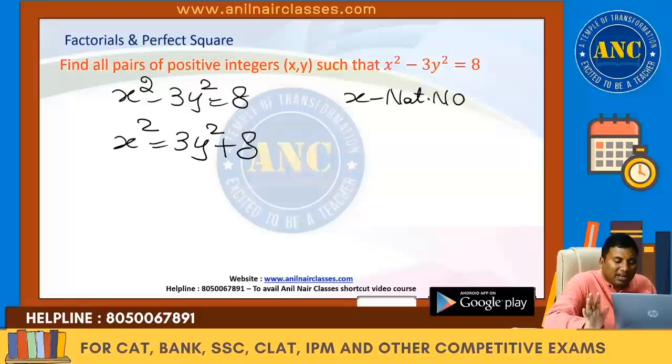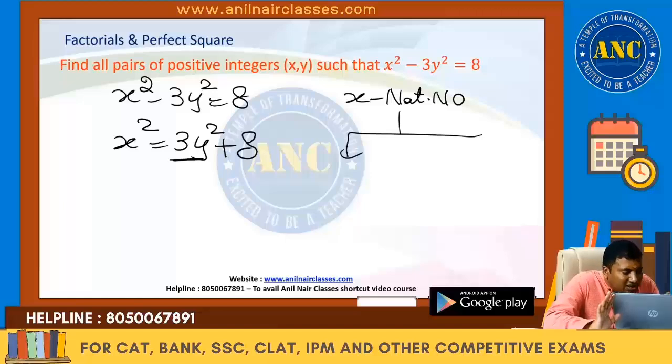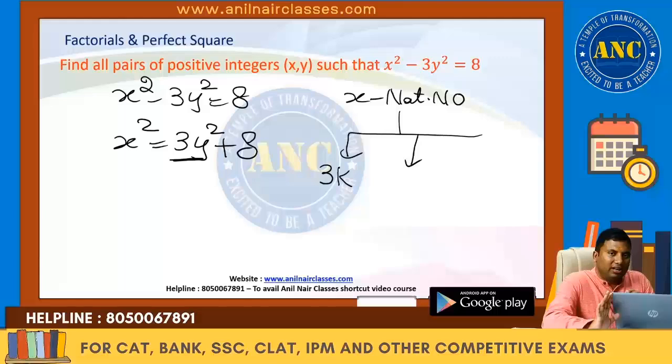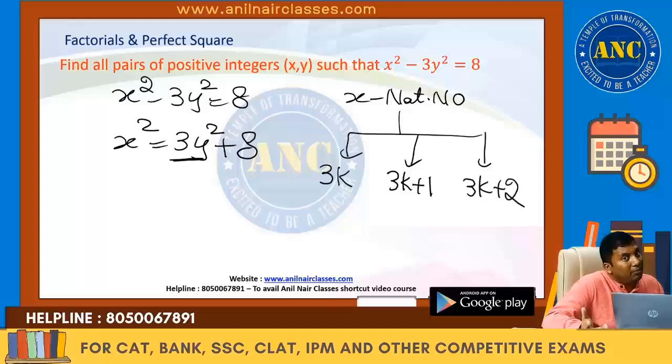X is nothing but a natural number. Here 3y square is there. That means it's a multiple of 3. Any natural number can be either divisible by 3 or give a remainder 1 or a remainder 2. When you divide a number by 3, you will get only three remainders, either 0, 1 or 2. So it will be either 3k or 3k plus 1 or 3k plus 2.